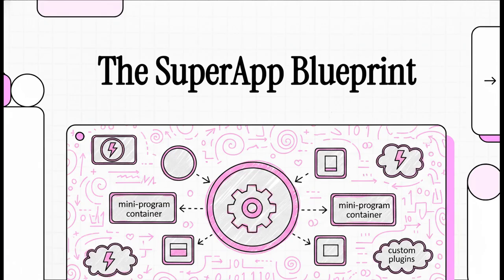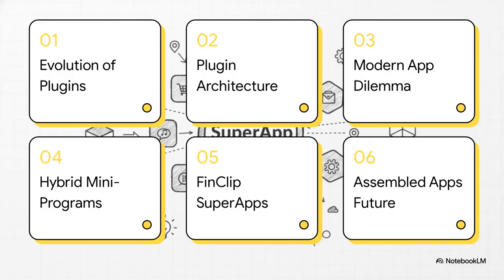So if you've ever wondered how the world's biggest platforms can just roll out complex new features overnight without ever making you download an update, you are definitely in the right place. Here is our quick roadmap for today's explainer. We'll start with the evolution of plugins, look at why this architecture is so crucial, and then break down the modern app dilemma. After that, we'll get into hybrid mini-program solutions, see how to build super apps with FinClip, and wrap up with the future of assembled apps.